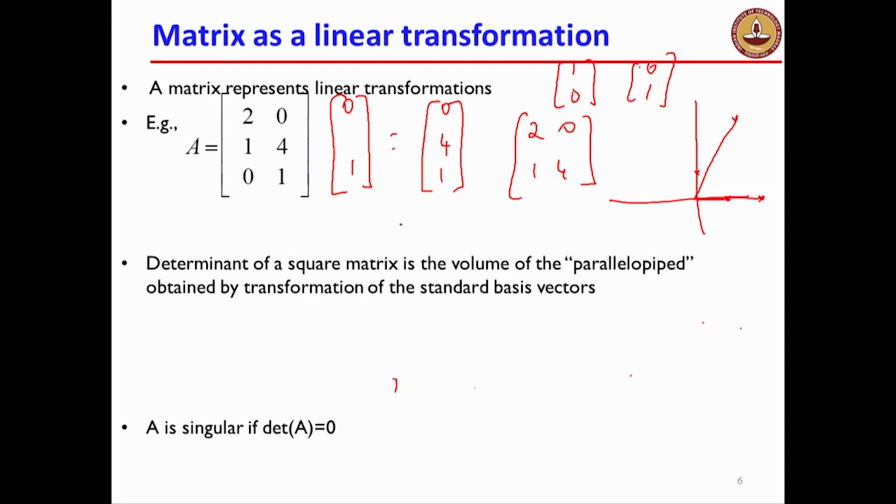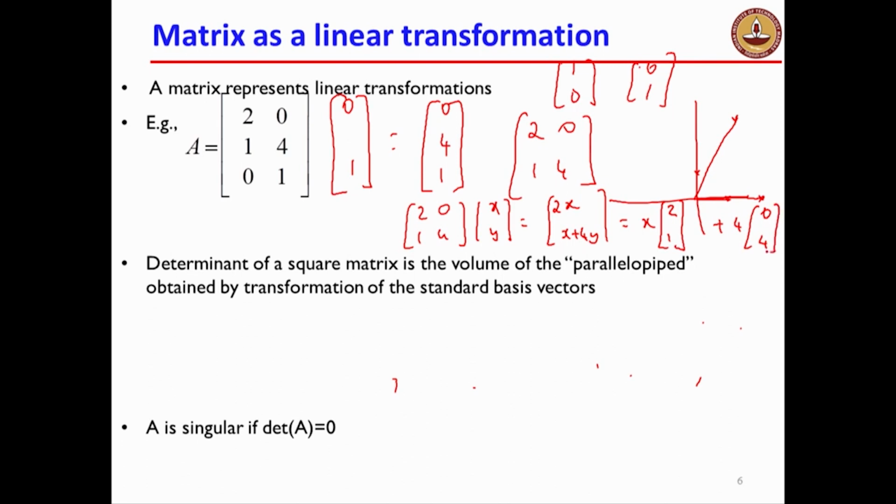Suppose I ask you what happens to the vector x y under the matrix 2 0 1 4. We know how to do that. It is just 2x and x plus 4y, or it is just x times 2 1 plus y times 0 4.